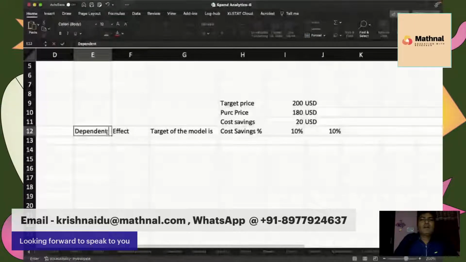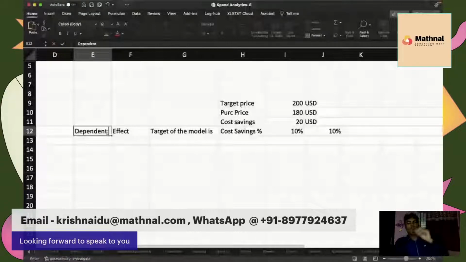So we are not taking the purchase price or spend as our target of the model, or the cost dependent variable, or the effect. We're not taking even cost savings as the target of the model. We're taking the cost saving percentage as the target of the model, or the effect, or the dependent variable of the model, right? This is our dependent variable.